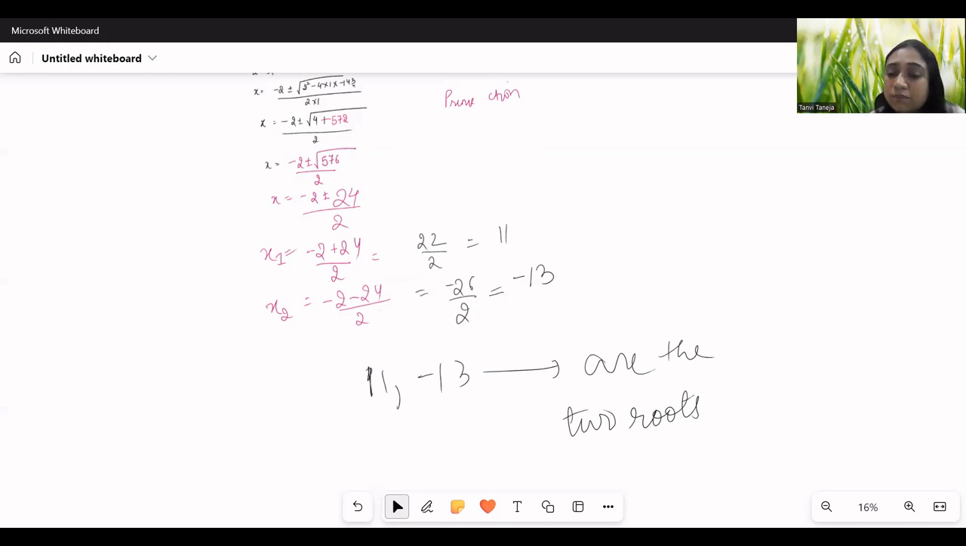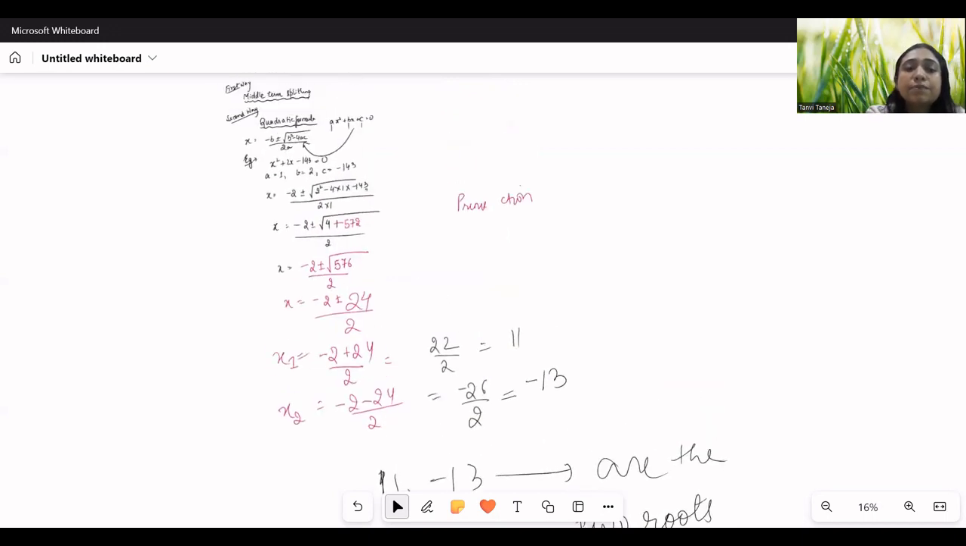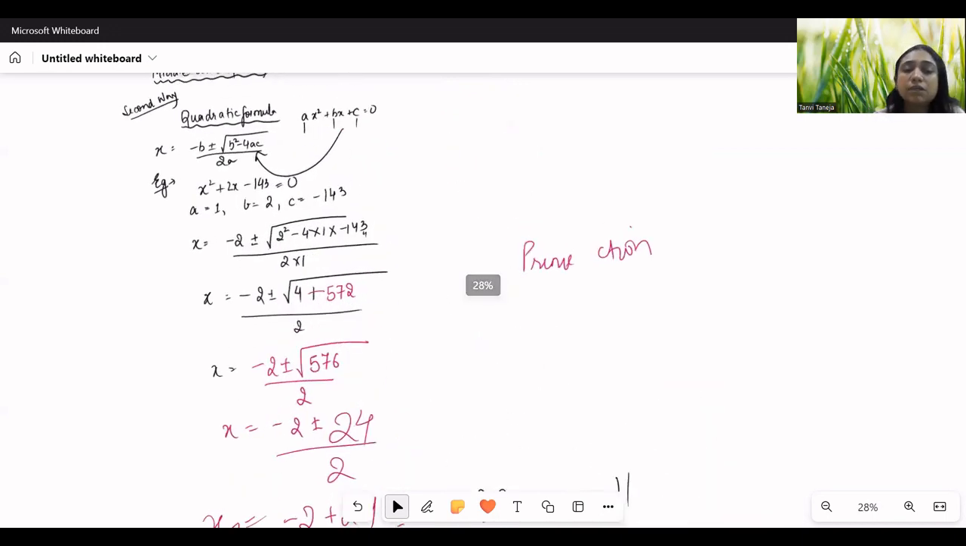So the first method that I discussed in my part 1 video is the method known as middle term splitting, and this is the method using the quadratic formula. I'll again repeat the formula: x equals minus b plus minus the square root of b squared minus 4ac, upon 2a. Just identify the values of a, b, c, and using the quadratic formula you can easily find the value of the roots of the equation. I hope it's clear to you.